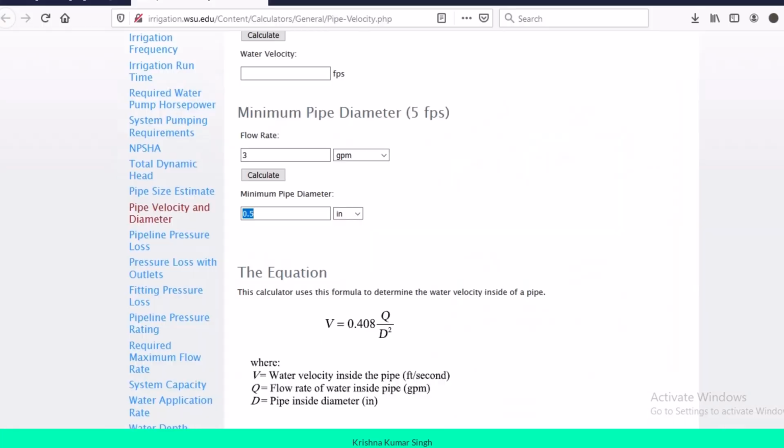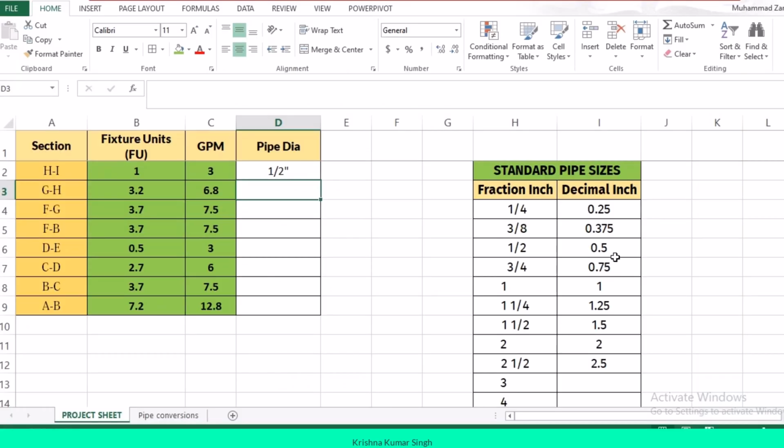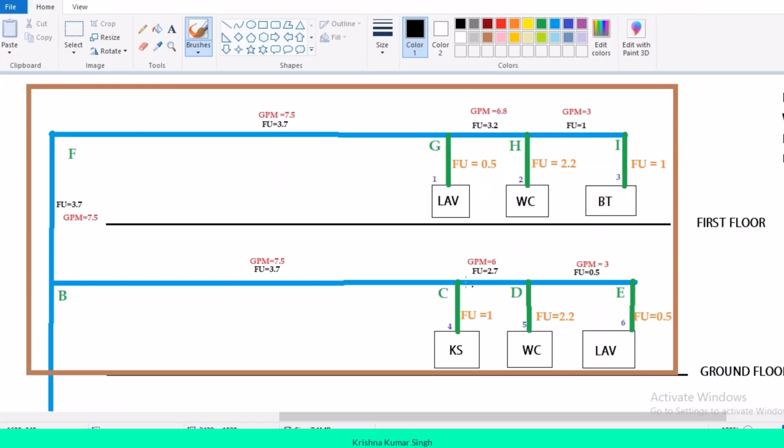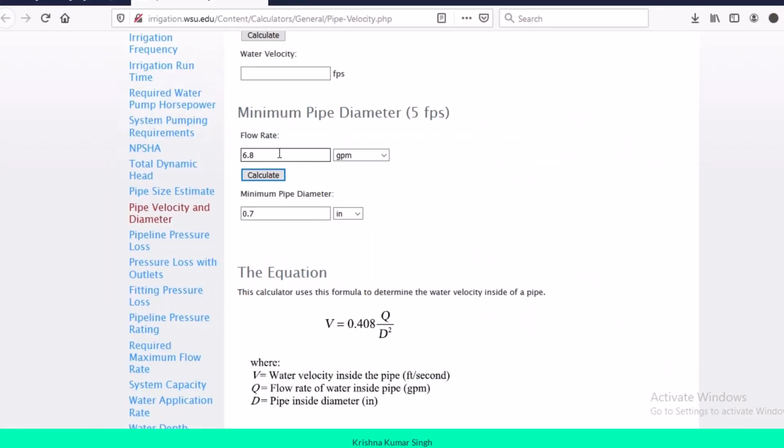Okay, 6.8 with 5 fps velocity, calculate 0.7 inches. 0.7 inches means 3 by 4, so write it down, 3 by 4 inches. Now, next is F to G, 7.5 GPM. Confirm from here, F to G, 7.5 GPM. Okay, 7.5 GPM, calculate 0.8 inches.